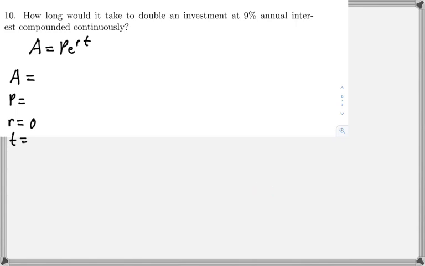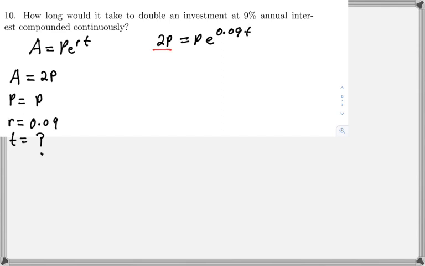They're asking us the question, how long? So that's what we're going to solve for. Now, they don't tell us how much we're investing, what the principal is, what the present value is. But they do say it's doubled. Doubled in mathematics usually means times 2. So if our present value is P, then double that would be 2P. So 2P is equal to P e to the 0.09t.